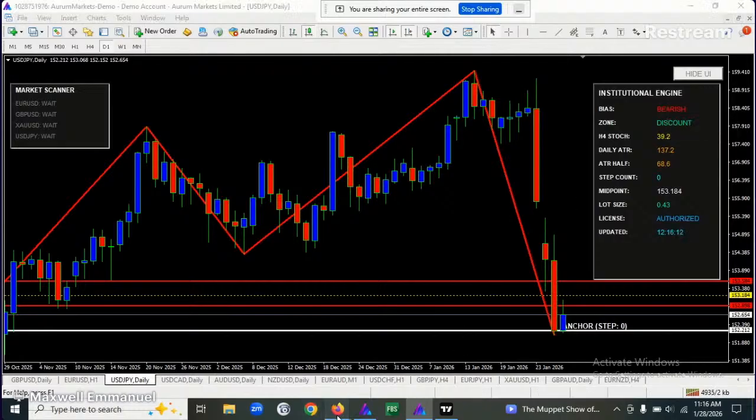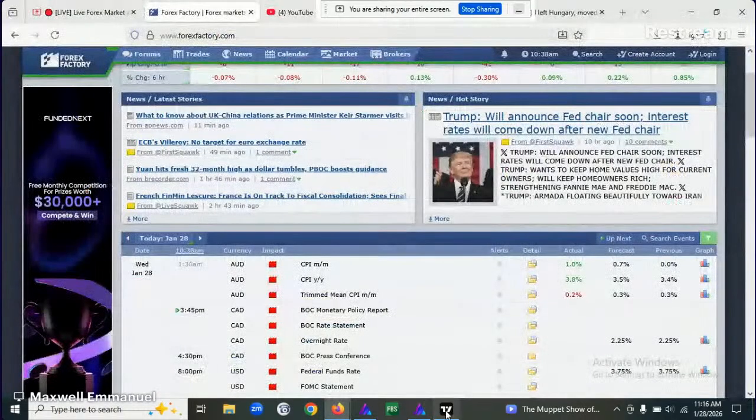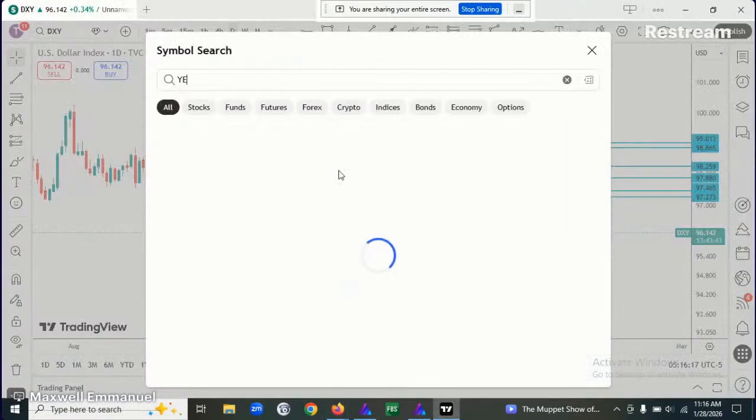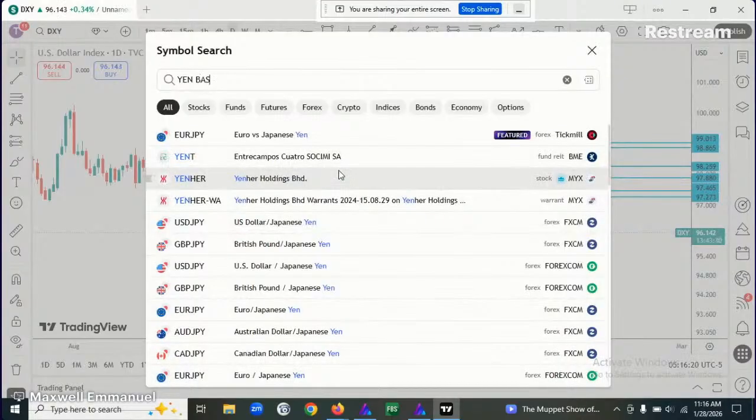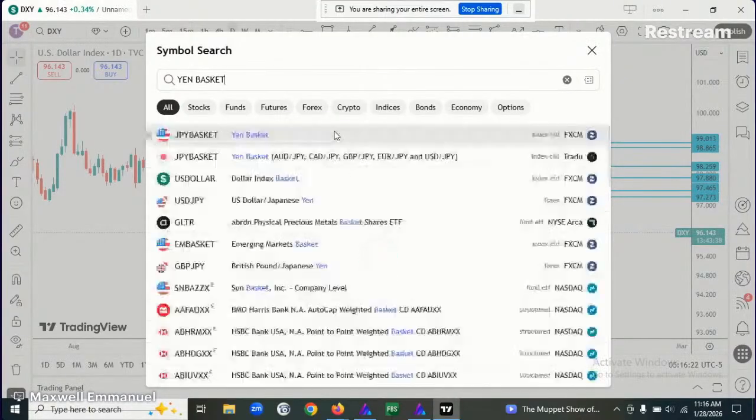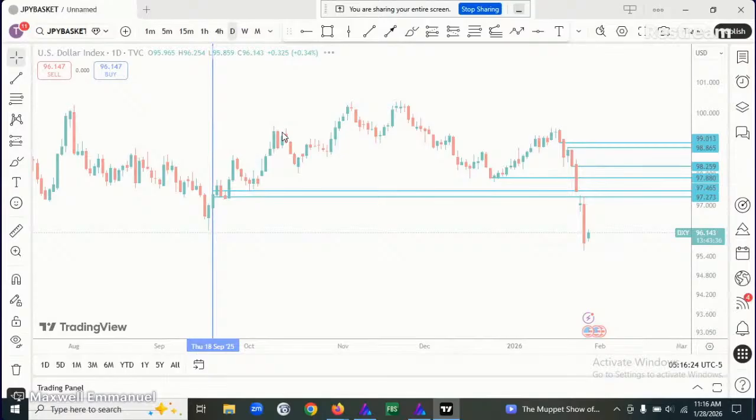But let's look at the yen basket. What's happening on the yen basket? The yen basket should be bearish for us to buy USD JPY.